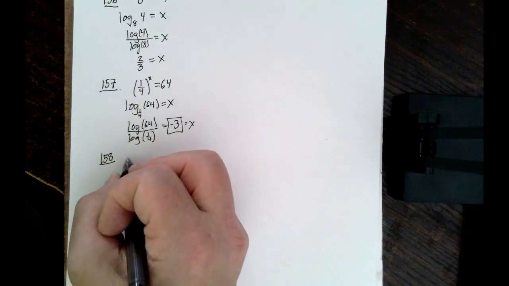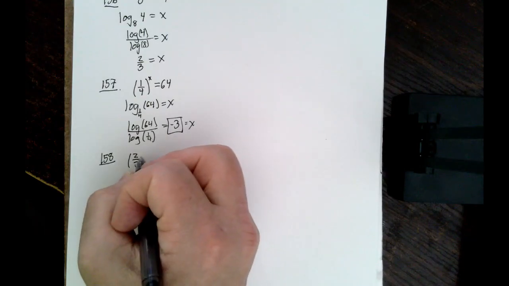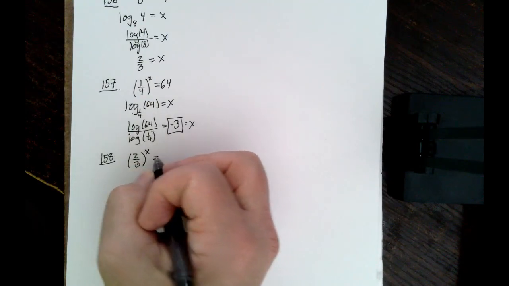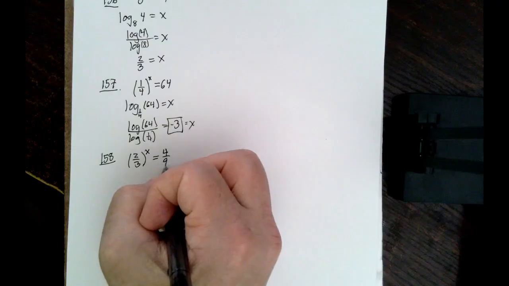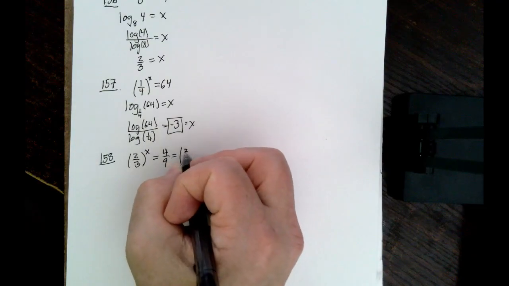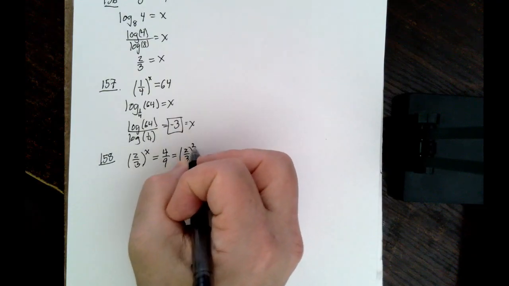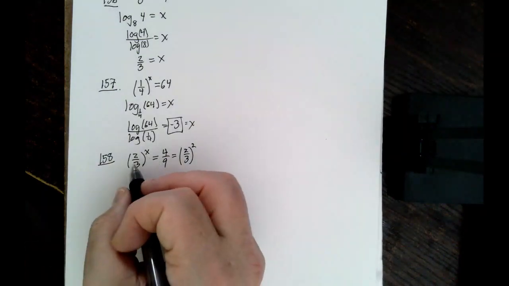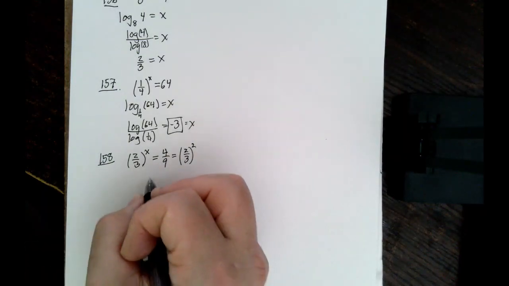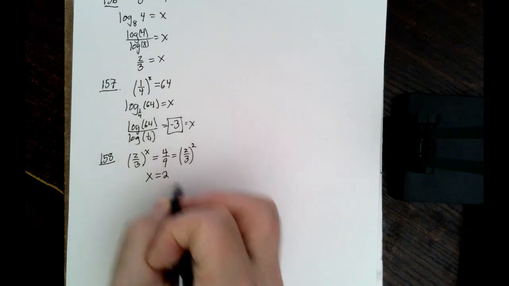158. 2/3 raised to the x equals 4/9. Well, 4/9 is 2/3 squared. And so if 2/3 to the x equals 2/3 to the 2, you know x has to equal 2.